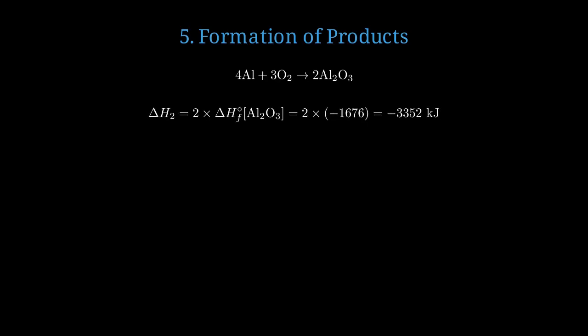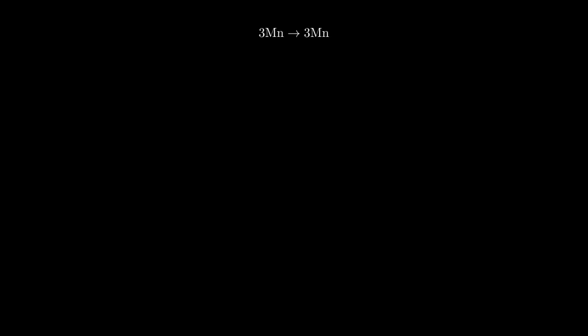Now let's calculate the enthalpy for forming our products from elements. We form 2 moles of aluminum oxide from 4 moles of aluminum and 3 moles of oxygen. Delta H2 equals 2 times the formation enthalpy of aluminum oxide, which equals 2 times negative 1676, giving us negative 3,352 kilojoules. Manganese remains in its elemental form, contributing 0 enthalpy change.